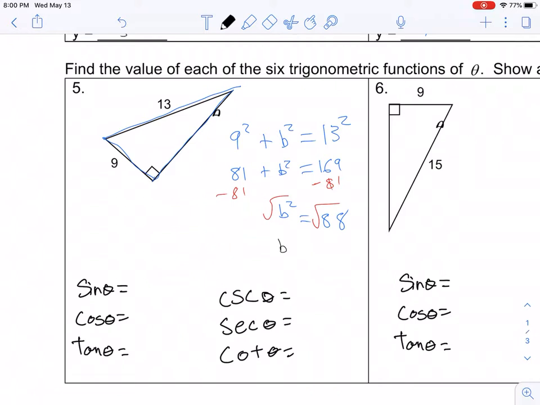Now the square root of 88, I'm going to break this down to 2 times 44. And that's 2 times 22. And that's 2 times 11.